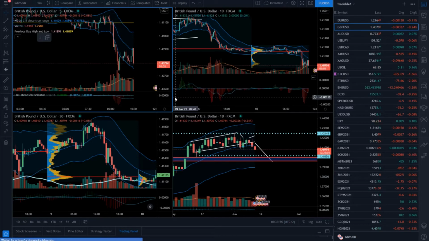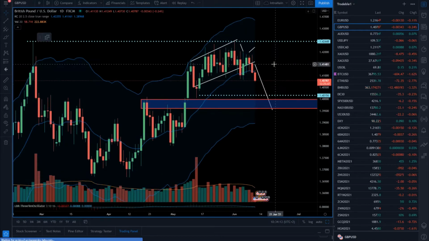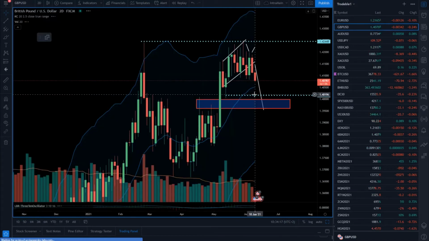So I want to update you on the British pound versus US dollar, since I suggested in my previous analysis that downside opportunities will be preferable, and we finally got that downside movement that we were looking for. So if you check here again, I can also show you that on the 2-day chart.